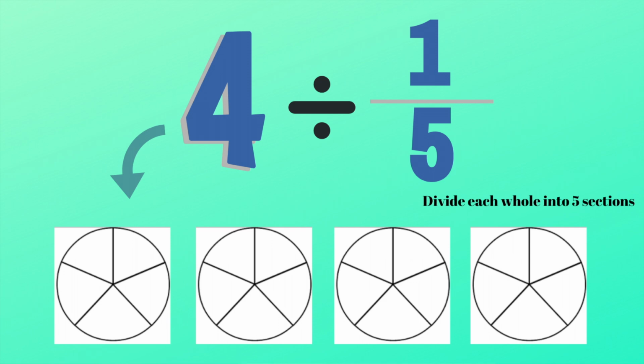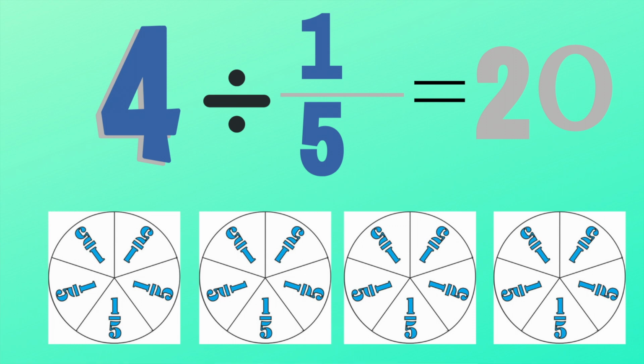So my first box of 4, I'm going to divide into 5 sections, and it's going to leave me with 5 pieces. My second box, I am going to divide into 5 sections, and that leaves me with 5 pieces, which now I have 10. My third box, again, divided into 5 sections, and altogether I have 15 pieces. You see the pattern. I'm just counting by 5s. And my fourth one, divided into 5 sections, and that leaves me with another 5 pieces, altogether 20 pieces. So 4 divided by 1/5 is 20 because I have 20 total 1/5 pieces.